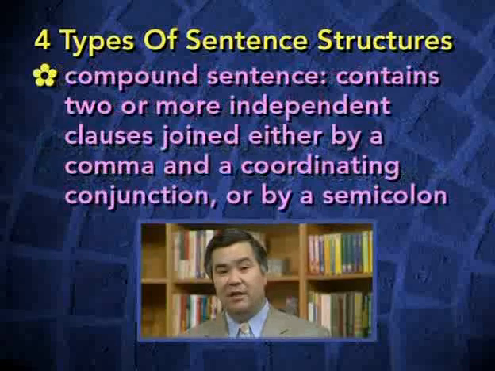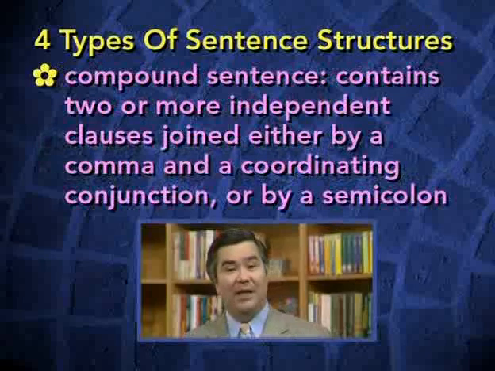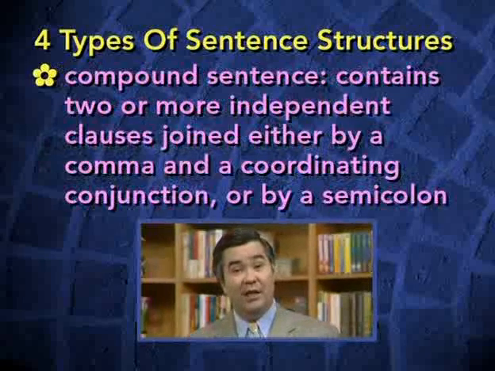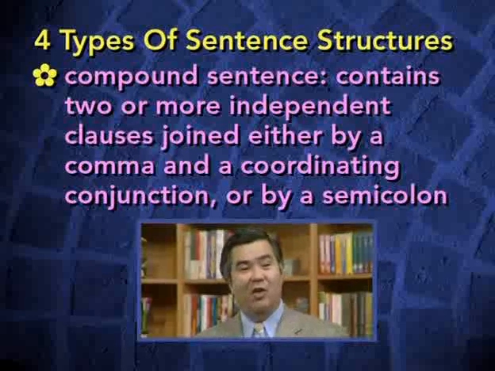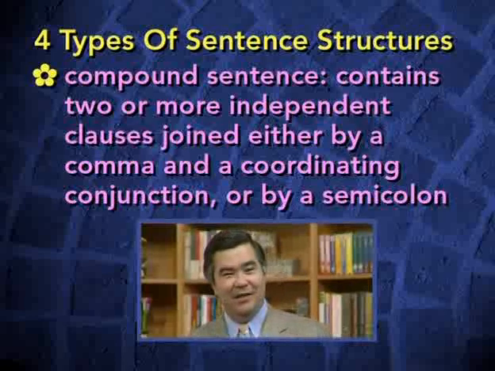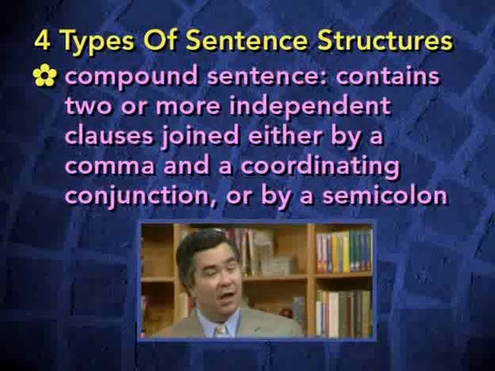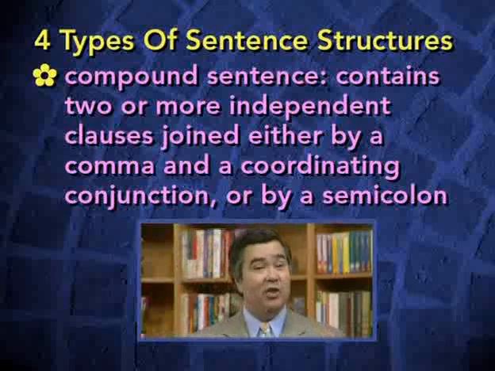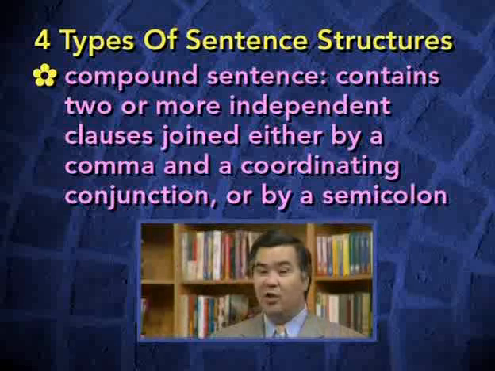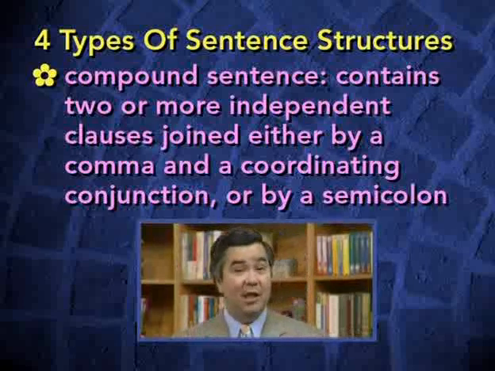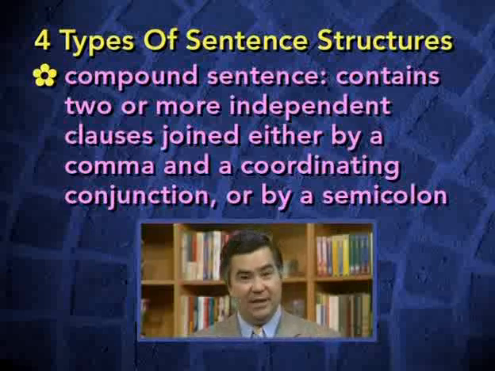By contrast, a compound sentence contains 2 or more independent clauses, which are joined either by a comma and a coordinating conjunction or a semicolon. That's a complicated definition, so let's take it piece by piece. A compound sentence contains 2 or more independent clauses. As we've seen, an independent clause can stand alone as a sentence, but 2 of them can also be joined together to form a compound sentence.